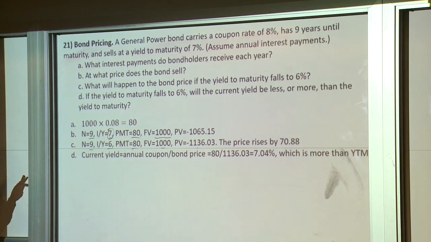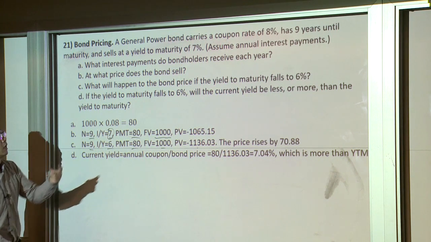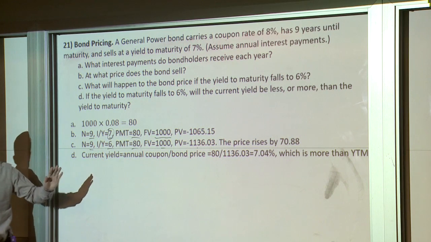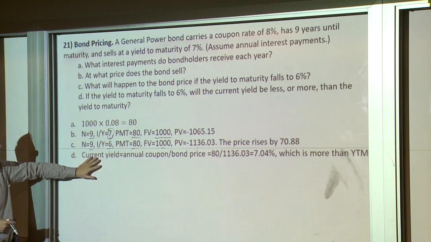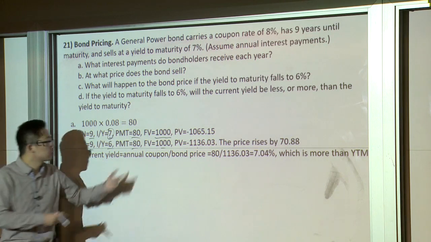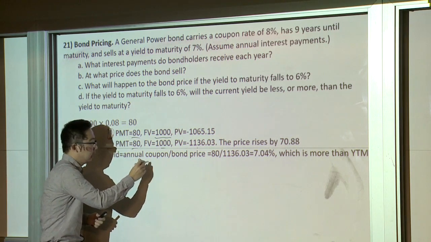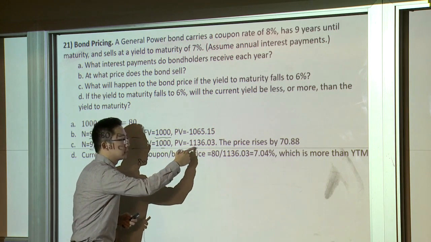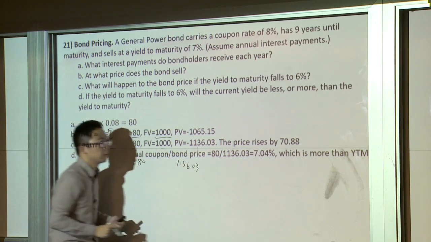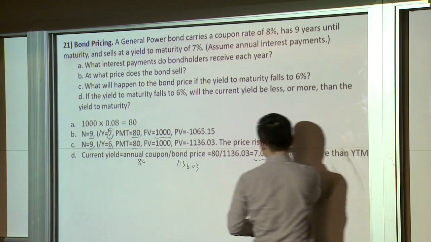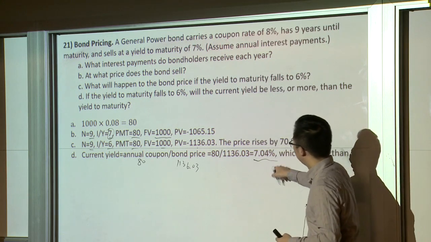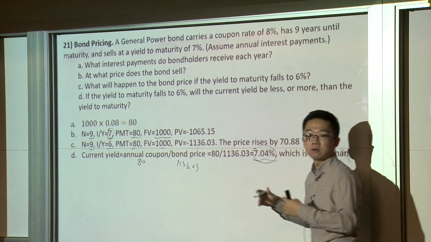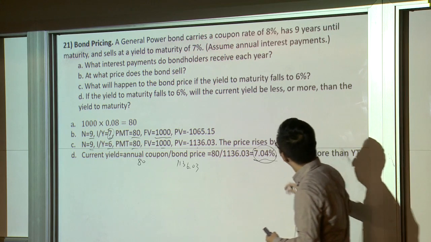And last one, if the yield to maturity falls to 6%, like what we saw in question C, will the current yield be less or more than the yield to maturity? We don't know. First, let's calculate that. It's pretty simple to calculate current yield because we know the annual coupon is $80. And when the yield to maturity is at 6%, the bond price is 1136.03, right? So this is the current yield, okay? Current yield is 7%, and yield to maturity is 6%. So yield to maturity is lower than the current yield, okay?